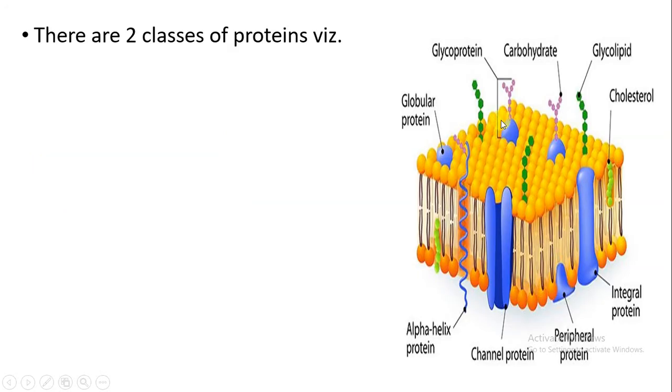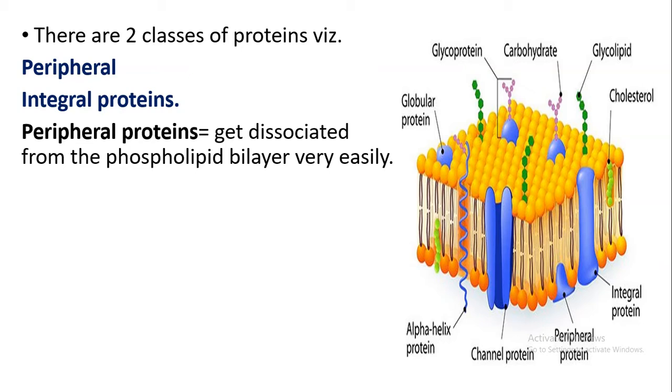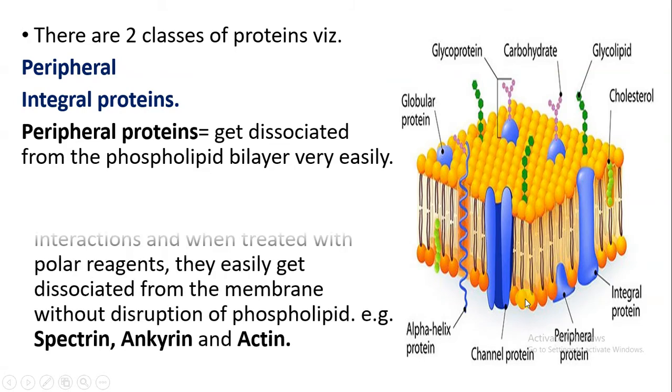Further, there are two classes of proteins. We see that there are two classes of proteins: the first is the peripheral protein, the second is the integral protein. So first we'll talk about the peripheral protein. Peripheral proteins are always present at the periphery region, on the outer side, and they dissociate very easily from the phospholipid bilayer.